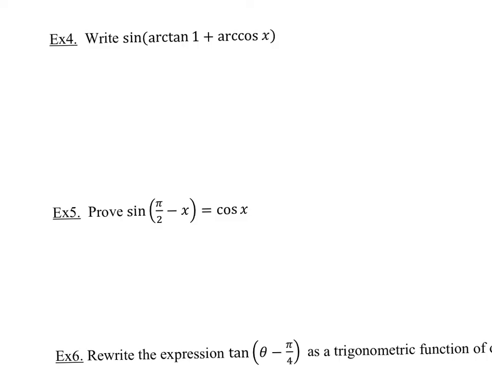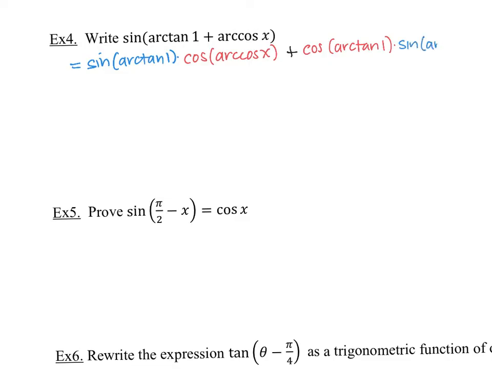Okay, if you look back at your formulas, the sine of u plus v is the sine of the first thing times the cosine of the second thing, and then because this is a plus, the cosine of the first thing times the sine of the second thing. Okay, now I have to go through this and try to actually evaluate it.